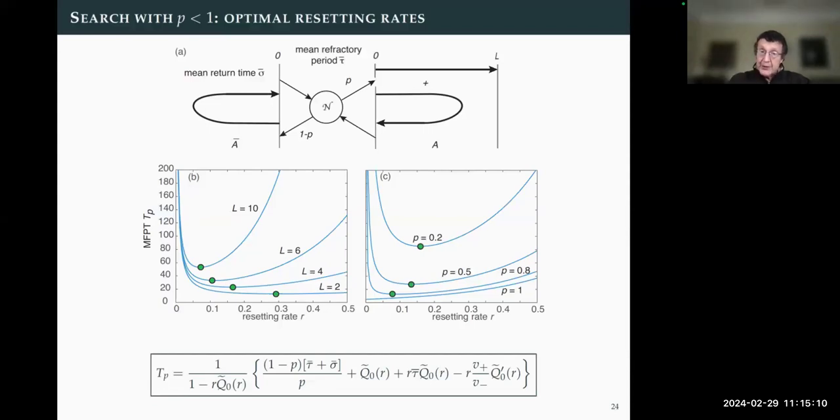And this is a general feature of a lot of processes with stochastic resetting. And you can prove it directly by using the formula I've written down at the bottom, but the concept is quite straightforward.